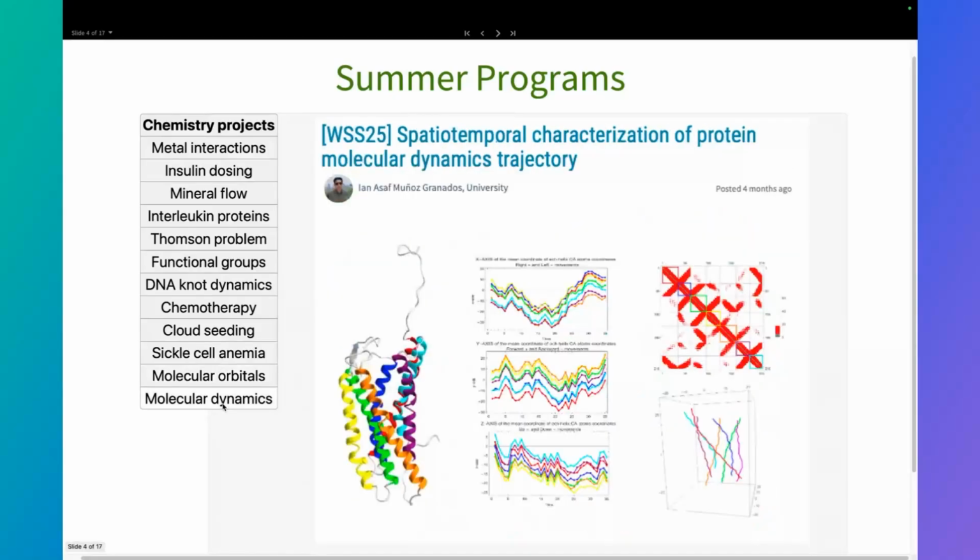And lastly, Ian was looking at molecular dynamics trajectories and characterizations in spatial temporal regimes with our tools. And so we were very excited about all of these projects and look forward to next year's crop of students, who I believe for both programs, the application process should be beginning either currently or imminently in the next couple of weeks.